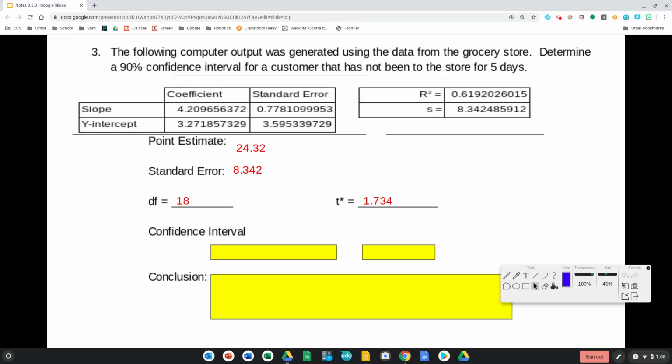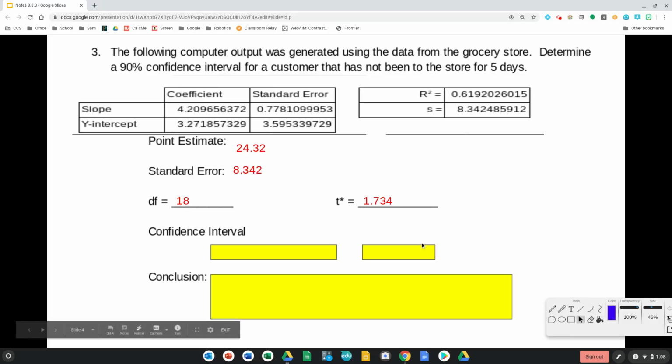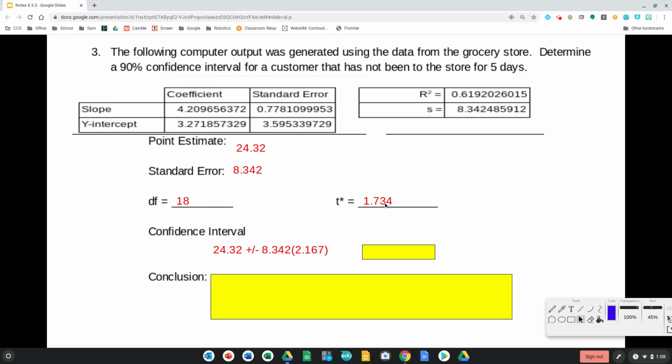Now we've got all these key points. It's just a matter of putting it all together to come up with our confidence interval. So remember, our confidence interval is always a point estimate plus or minus a t-score times the standard error. And so our point estimate in this case is 24.32, t-star is 1.734, standard error is 8.342, and that's what that's going to look like. So go ahead and figure out what confidence interval we would have based on those numbers.